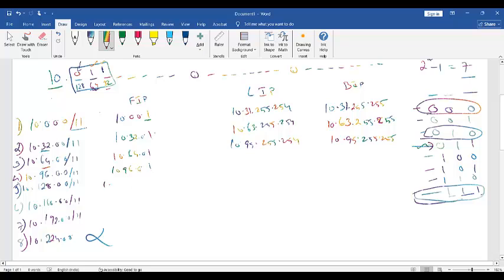10.96.0.1, 10.128.0.1, 10.160.0.1, 10.192.0.1. And the reason why I ask you to write this is, without mistake you can write the broadcast of the last one, 10.223.255.255. How do you know this? Because you are referring to this one. If you don't have this, it will be difficult for you to write the broadcast. You understood? Okay. Yes, sir.